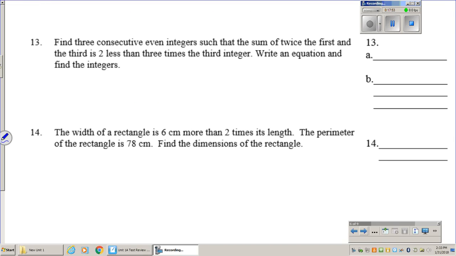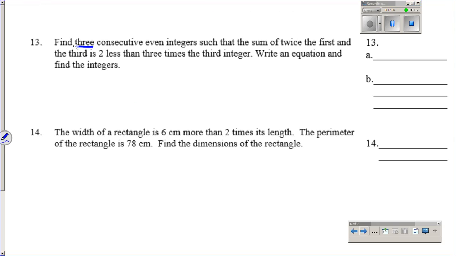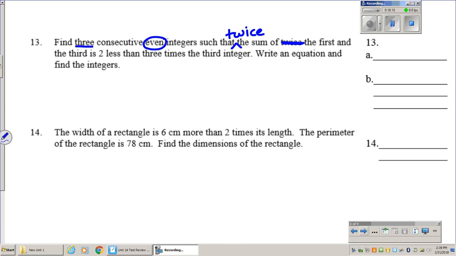Okay, number 13, they ask us to find 3 consecutive even integers such that the sum of twice the first and the third is 2 less than 3 times the third integer. Write an equation and find the integers. Okay, so there's a little typo in number 13, so we need to correct this. It says find 3 consecutive even integers such that we need to insert twice the sum of the first and the third is 2 less than 3 times the third integer. Write an equation and find the integers.